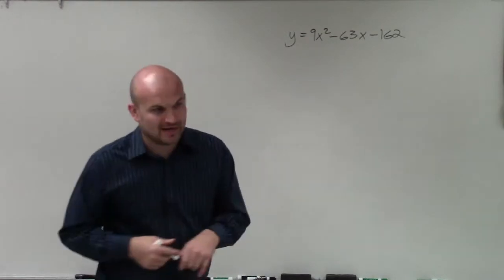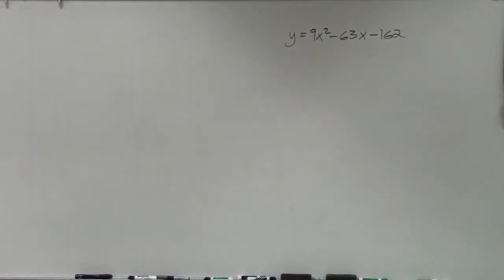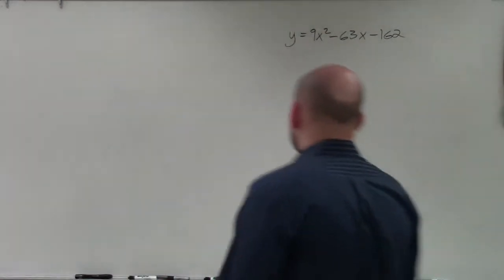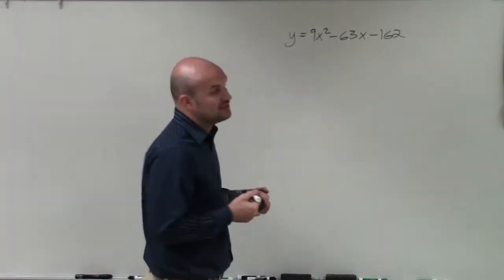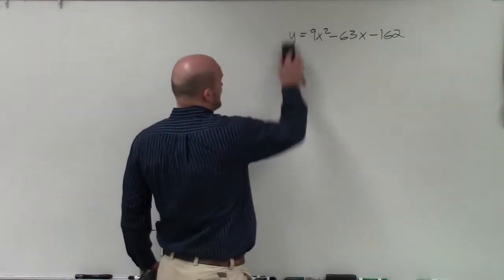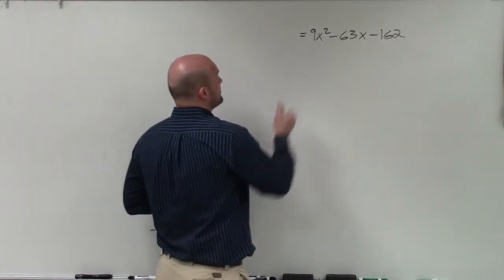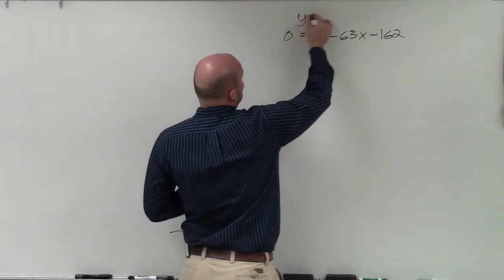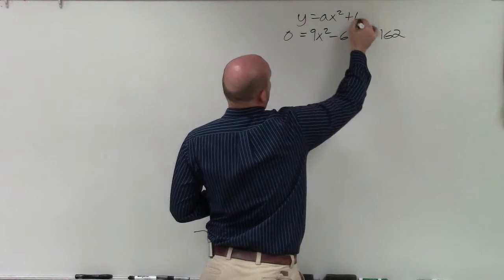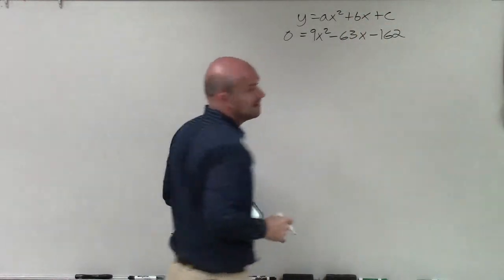So what I have here is y equals 9x squared minus 63x minus 162. And what I want to do is show you how to solve by applying the quadratic formula. The first thing we always want to do is make sure that this is set equal to 0 and it's in standard form. Well, this is now set equal to 0, and it is in standard form, where we have ax squared plus bx plus c.